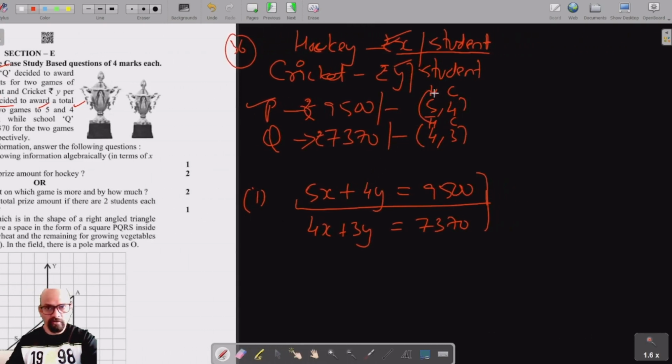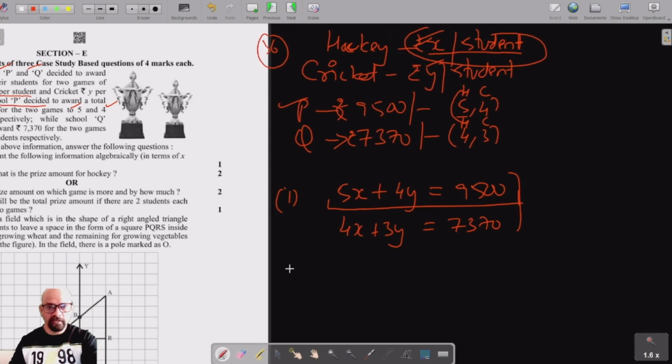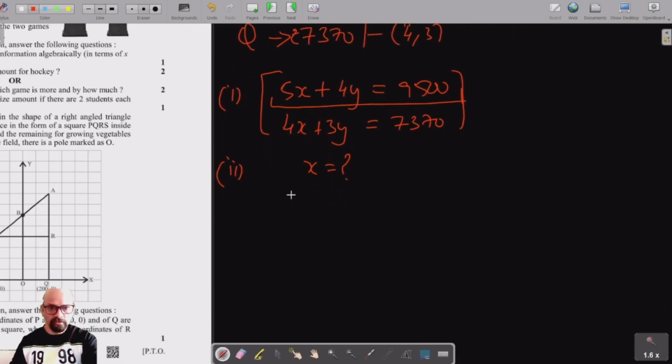Now, the second part says what is the prize amount for hockey. So prize amount for hockey means we have to find the value of x. So for the second part, we have to find the value of x. For this, we have to solve these two equations. So these are the two equations, 1 and 2. So let's multiply 1 with 4 and 2 with 5.